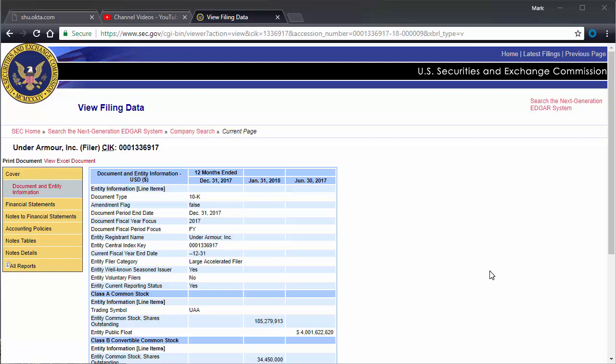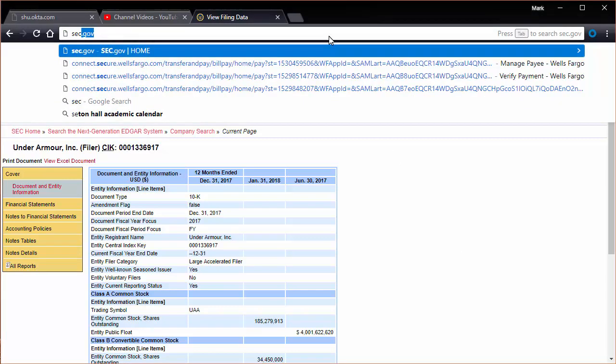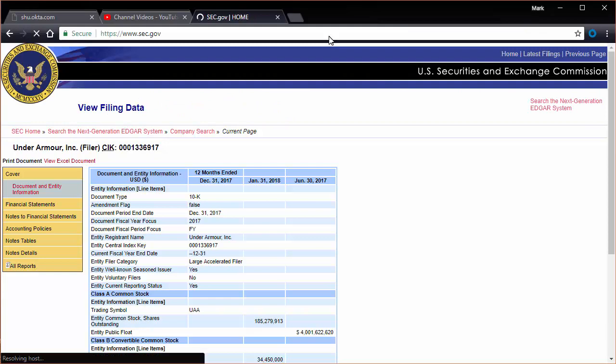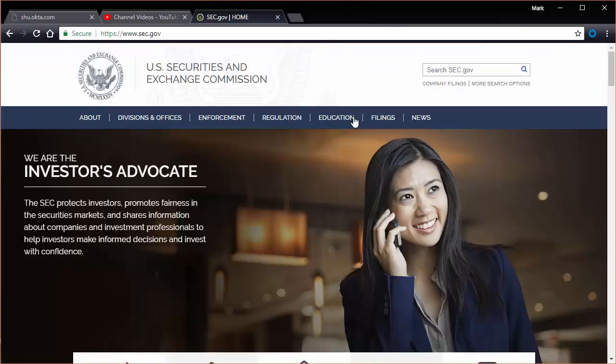What I'm going to do here is quickly show you how you're going to apply this if you were using Microsoft Excel and just picked out a company. I already started to do it here, but I'll go back a little. We're going to look at Under Armour.